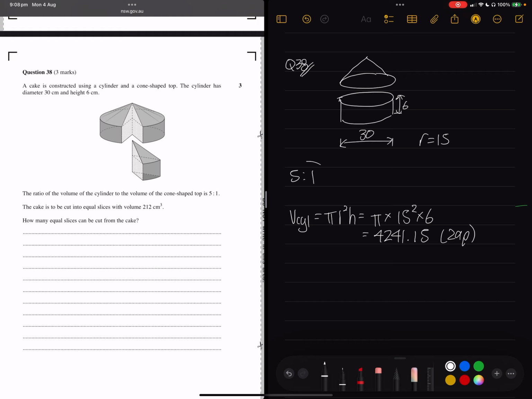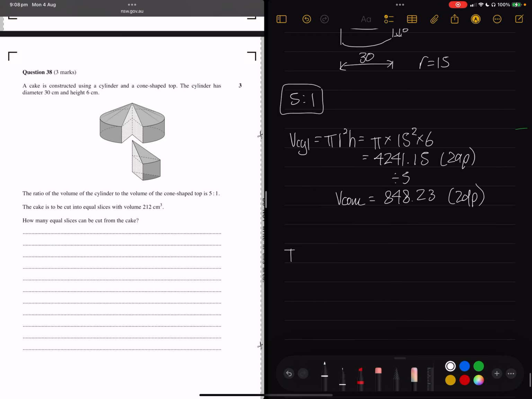Now, we were told this important detail here. The ratio of volume of the cylinder to the volume of the cone-shaped top is 5 to 1. That means if we've got the volume of the cylinder, divide it by 5, and that will give you the volume of the cone on the top because it's 5 to 1. So the answer we just got divided by 5 is 848.23 to two decimal places.